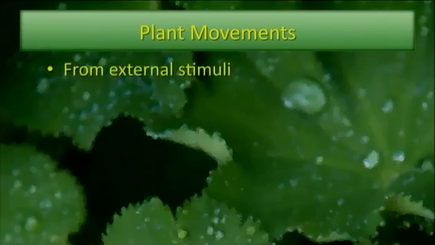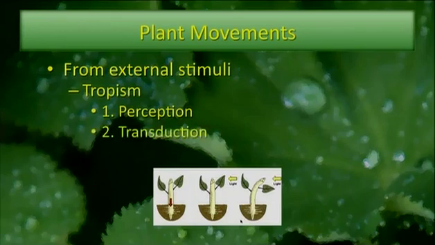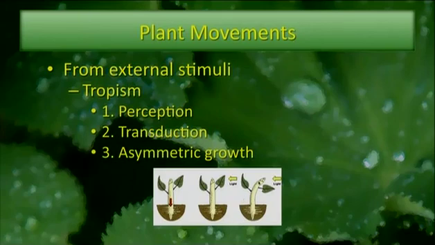Now some movements from external stimuli. We have the tropisms. This is the growth of a plant towards or away from a stimulus. First of all, you have perception, where the plant part gets greater stimulation on one side of it. The second part is called transduction, where the hormone becomes unevenly distributed in the organ. And then you have asymmetrical growth because you have more cell elongation on one side and less cell elongation on the other. So you get uneven or asymmetric growth.